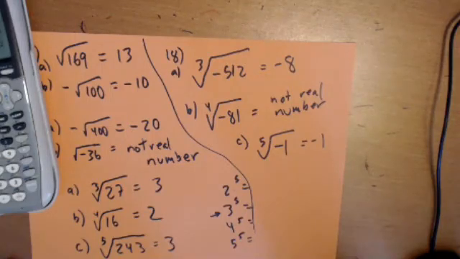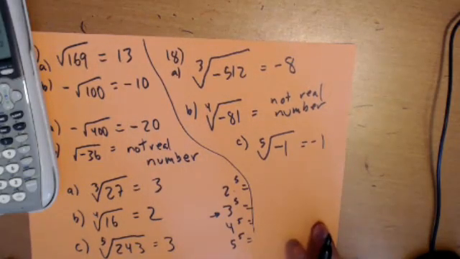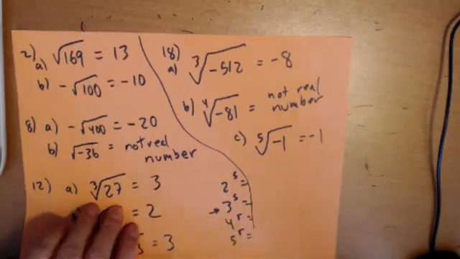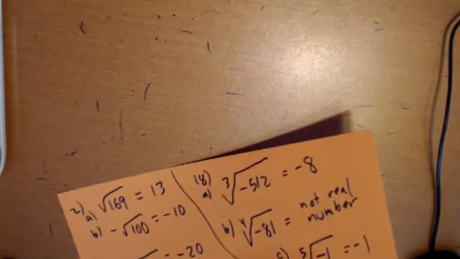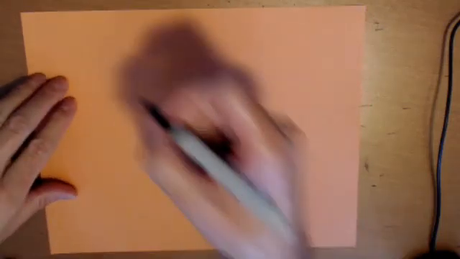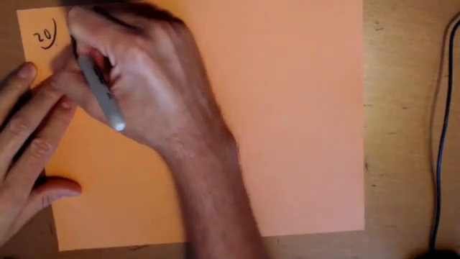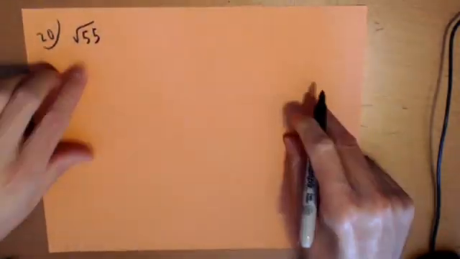In the following exercise, estimate each root between two consecutive whole numbers. Estimate each root. Approximate. Okay. That was confusingly worded. Let's see. 20. Square root of 55.